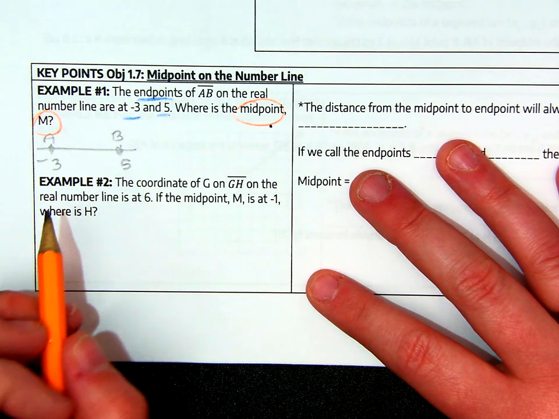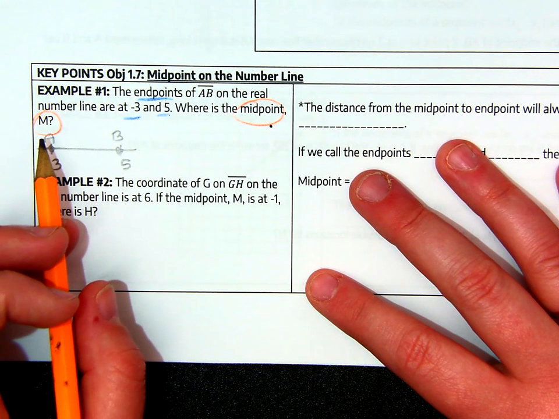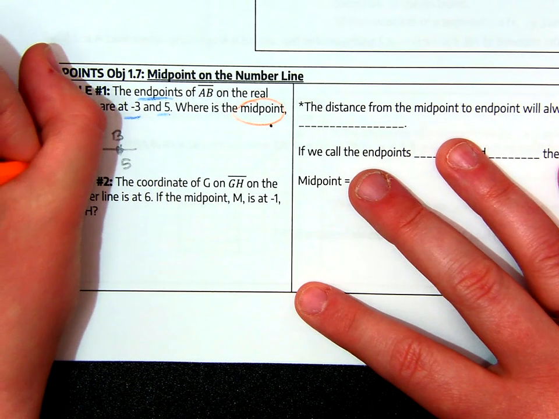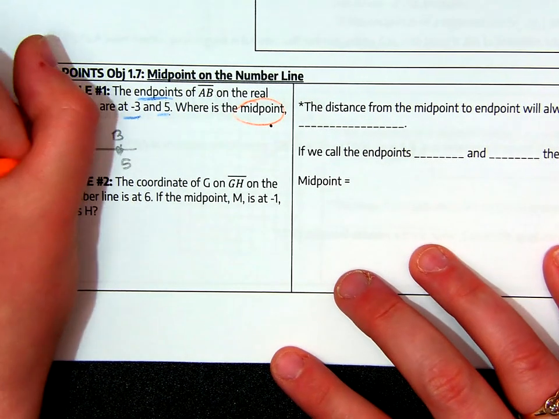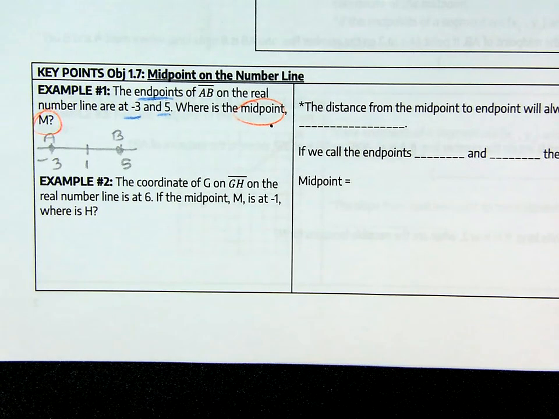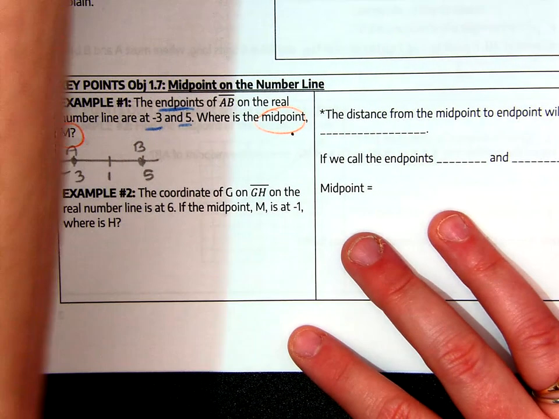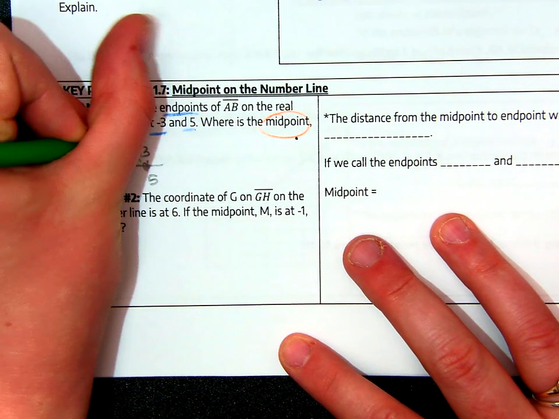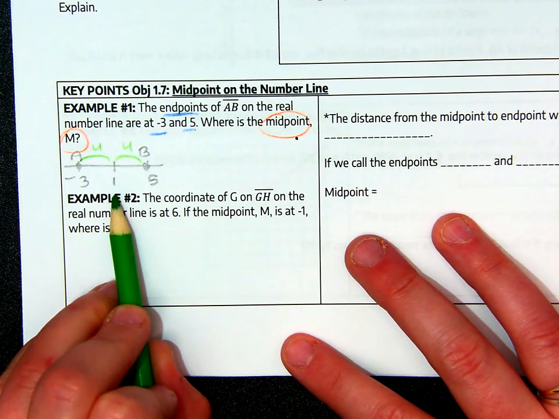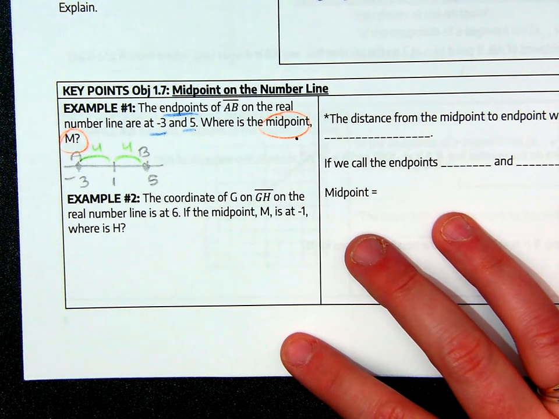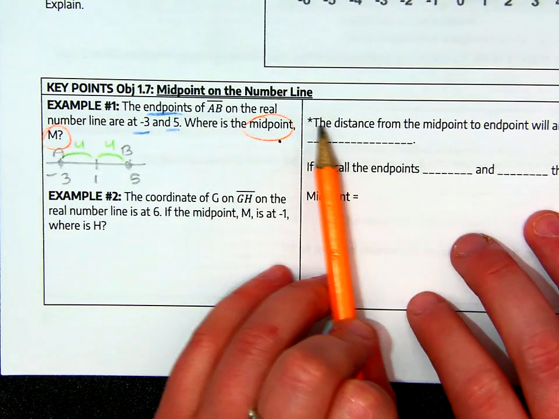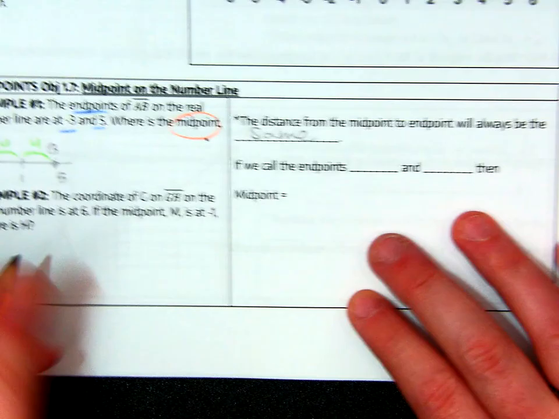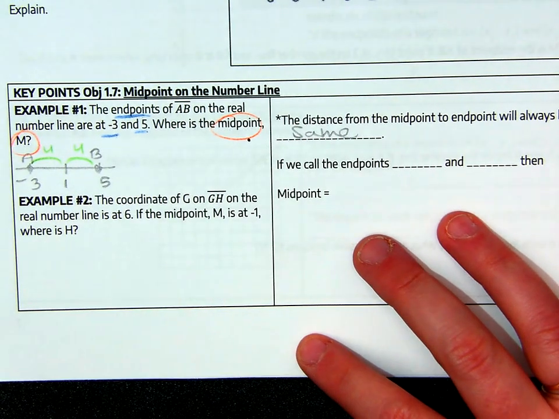That is 8 units. So if I divide 8 by 2, I'll see that there's 4 units in between each of these. So if I count 4 units from each endpoint, -3 to 1 is 4, 1 to 5 is 4, and the spot that gets me there is 1. So this idea of the distance from the midpoint to each endpoint will always be the same. And you could have just counted that out.